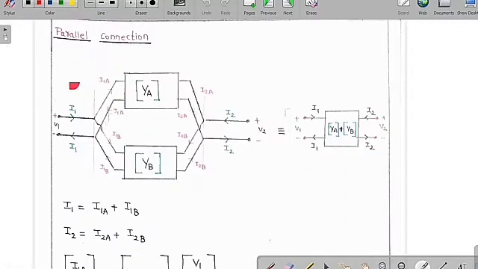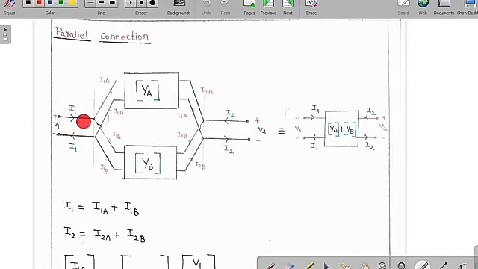Now we are going to learn about the parallel connection. Parallel connection means the voltage will be the same. Suppose this is a YA network and this is a YB network, and this is branch 1. These two branches are connected across the supply voltage V1, and these two branches are also connected across the supply voltage V2. You can see clearly this is V1 and this is I1.